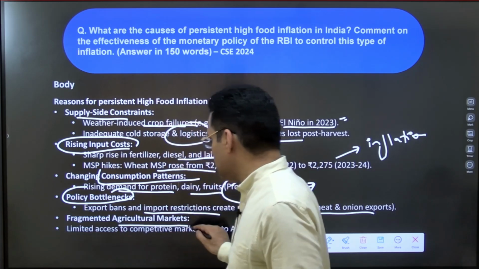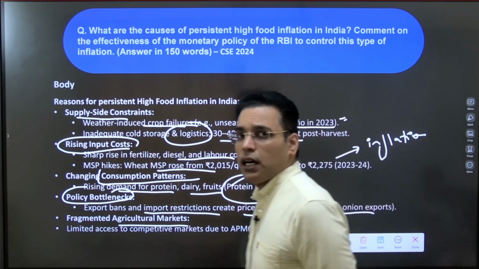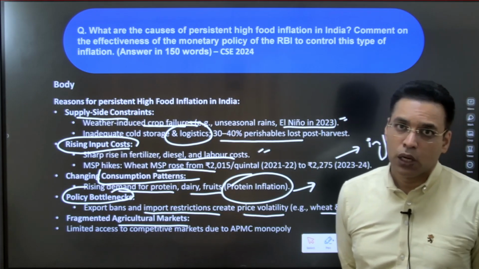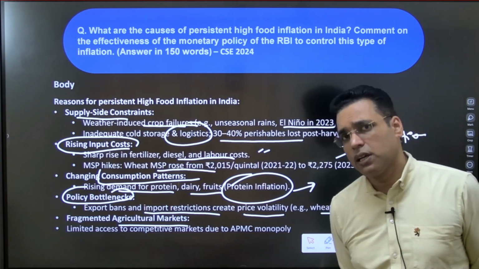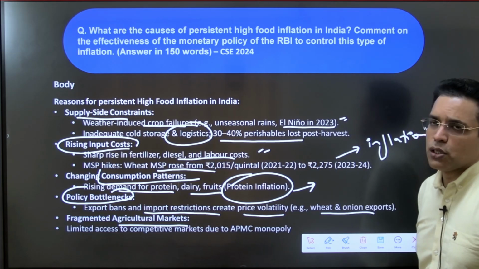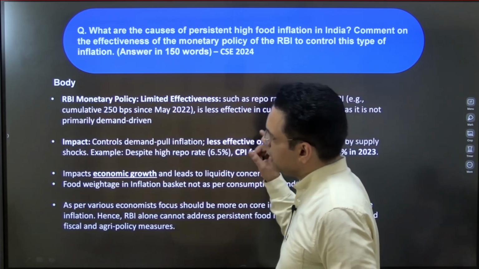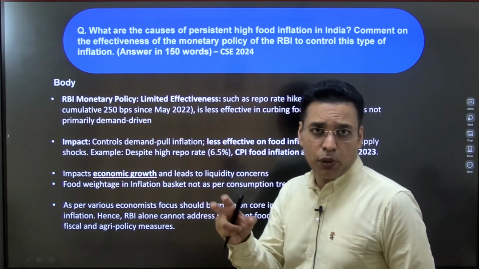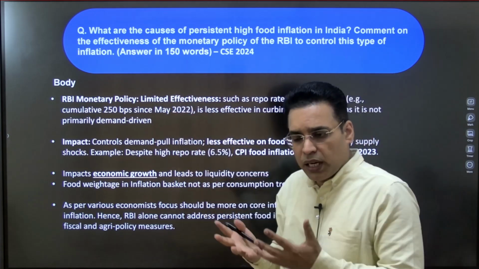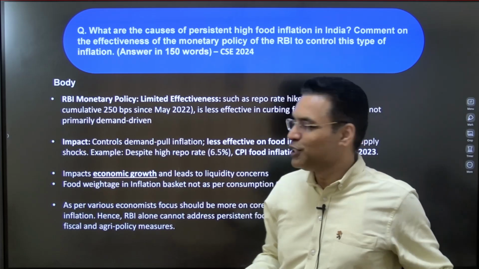Then fragmented agricultural market. For example, right now in India, the farmers still have to sell through the APMC market. Now in the APMC market, there is a monopoly. You have fewer options to sell outside. Now these are the challenges which make your agriculture more costly. Input cost goes up and the inflation is high, but it is a structural problem, a supply side problem. RBI will do what? It will reduce money supply. When inflation increases, RBI reduces money supply, and inflation will come down because demand will come down, but the problem is somewhere else. So what is the way forward?